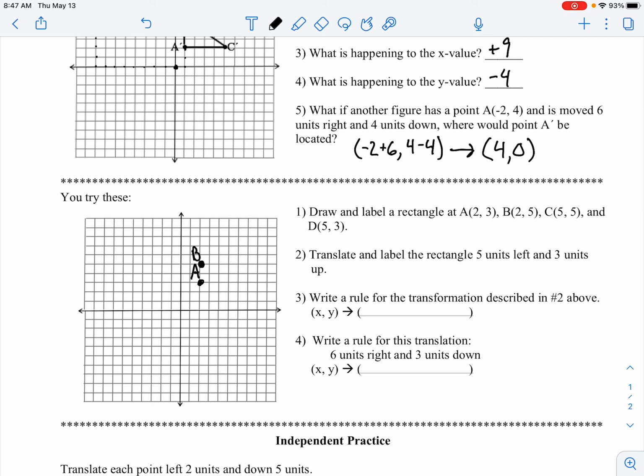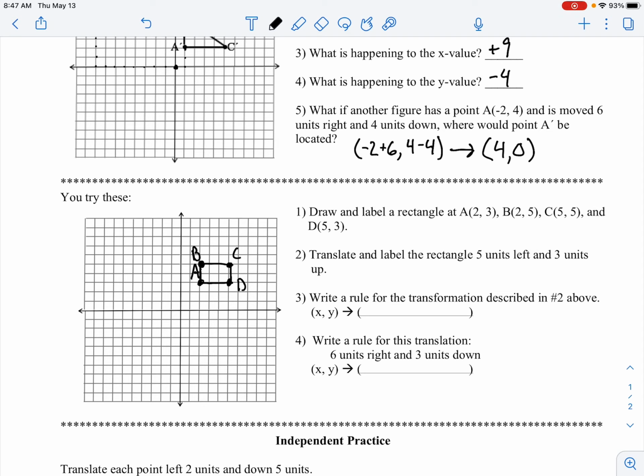That's B. C is at (5, 5), (2, 4), (5, 5). So there's C. And D is at (5, 3), right there. So we've got a nice little rectangle here. Alright, so we want to translate and label the rectangle.